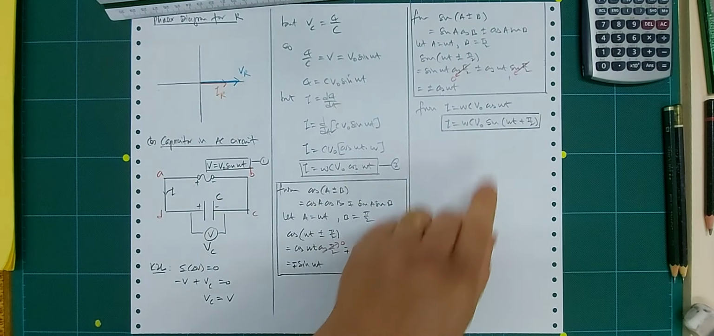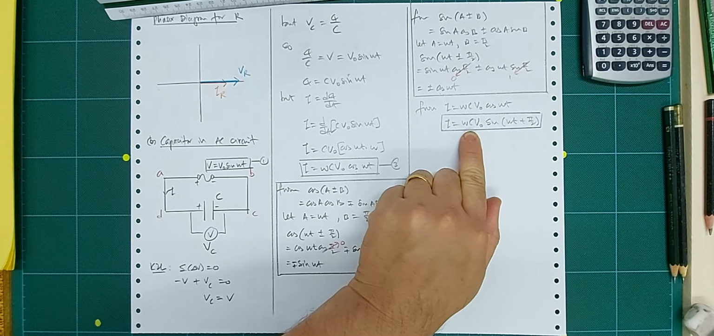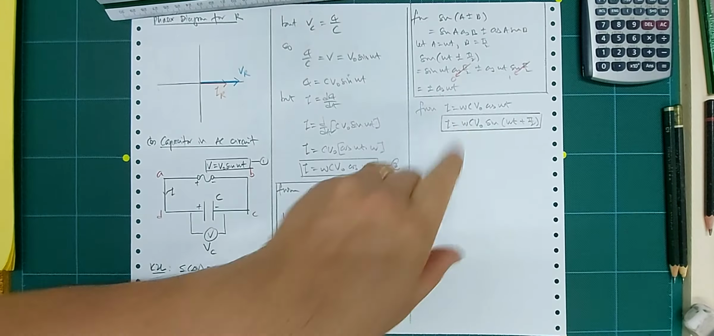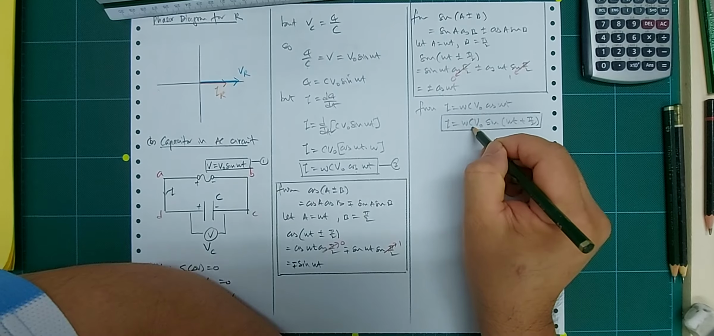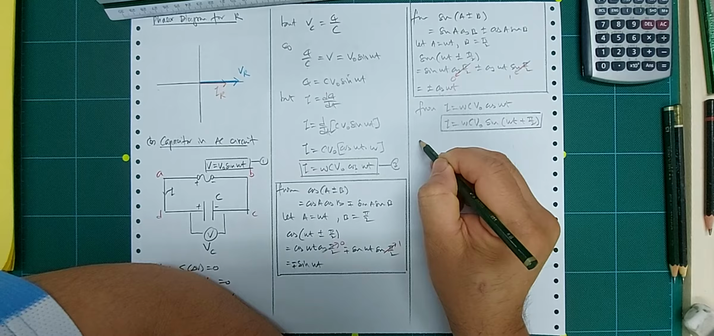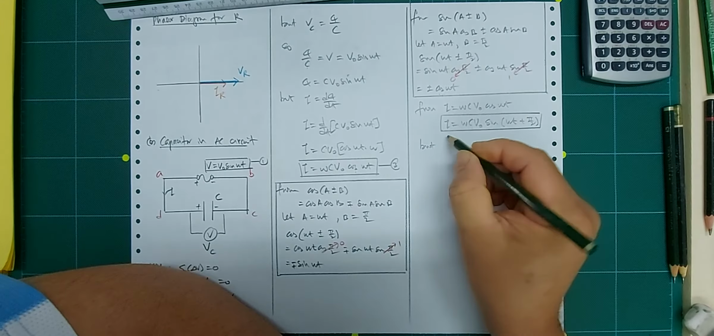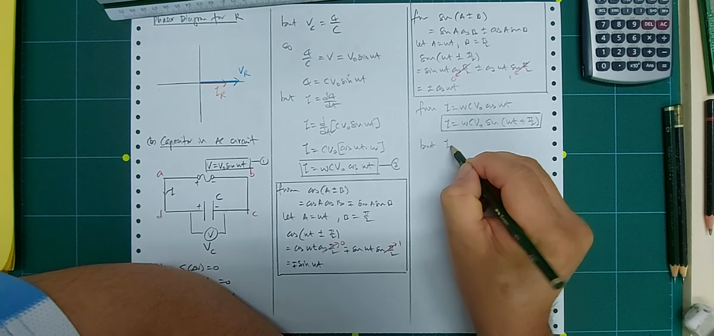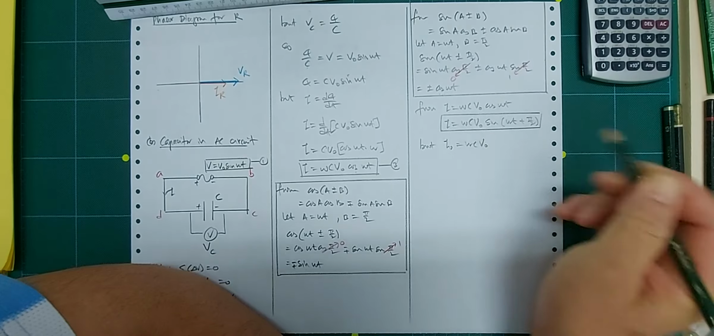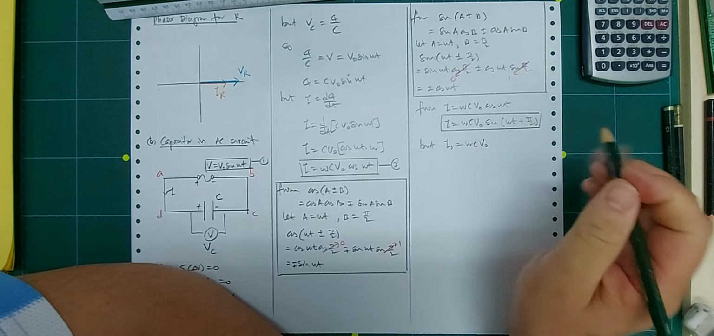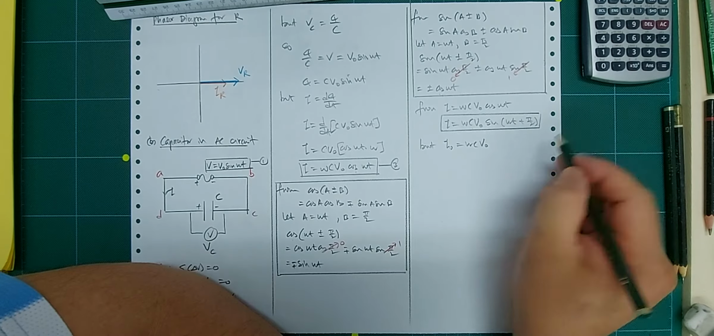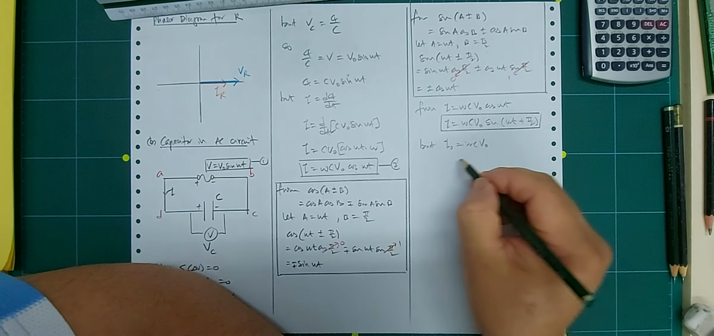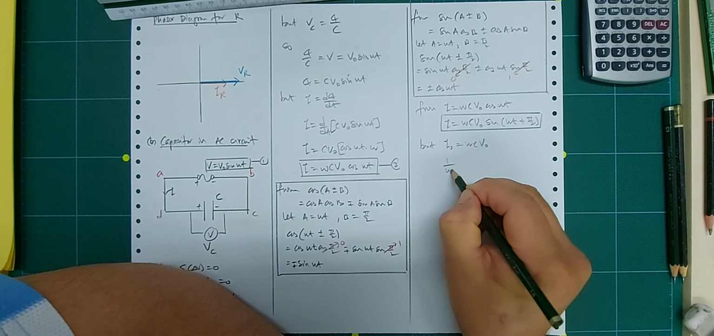But we know that this is I max, isn't it? I max is equal to omega C V naught. So now what happens if you divide V naught by I max and move this one over here?